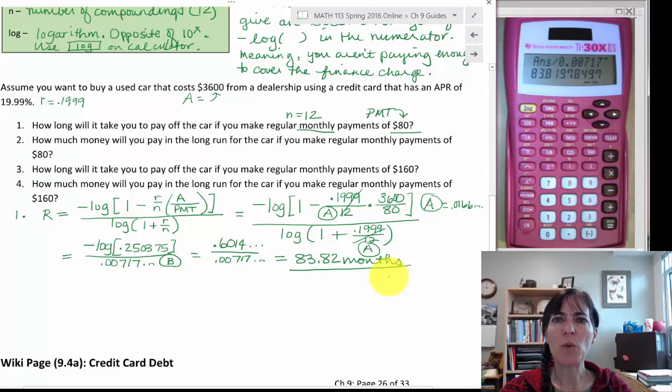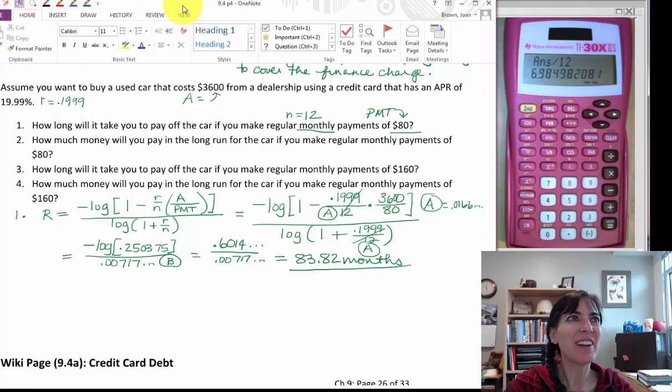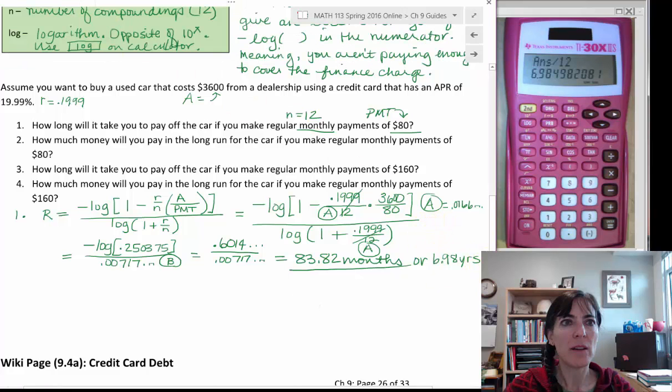83.82 months, and I'm wondering how many years that is, so I'll just divide by 12 to get the number of years. It's almost 7 years. So I can write that here. It's 6.98 years. That's how long it's going to take me to pay off this account if I make payments of $80 a month.